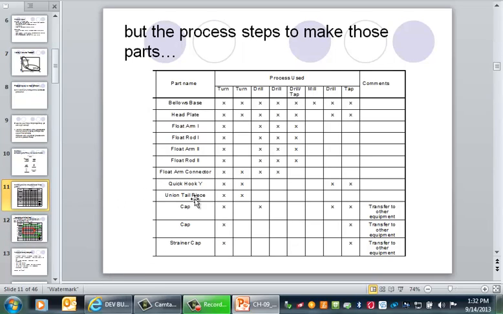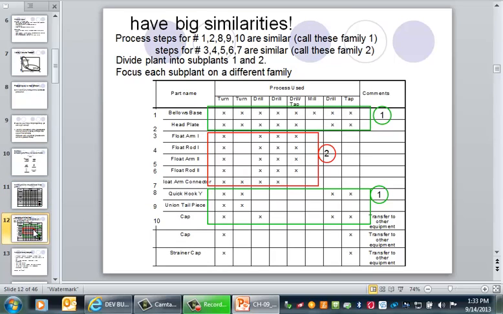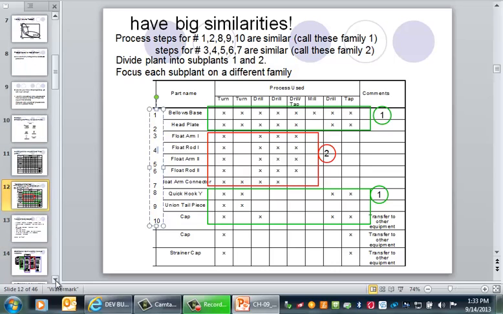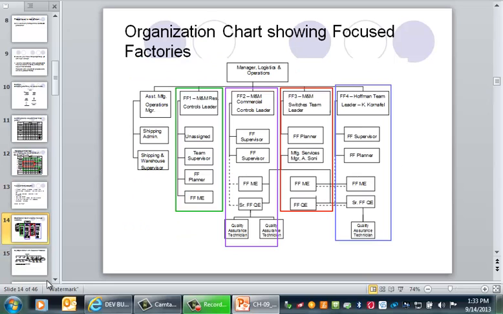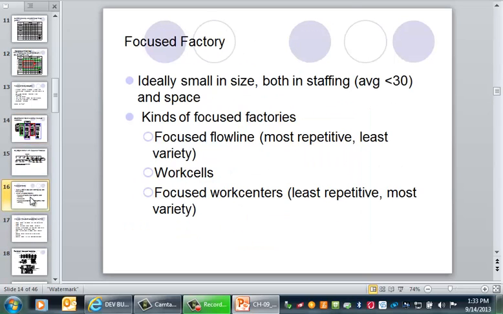As we look at the processes it takes to make these various pieces of equipment, we're going to see some commonalities. The commonalities are called families. So if we were going to divide this factory, we would possibly have this family and this family, the red family and the green family.